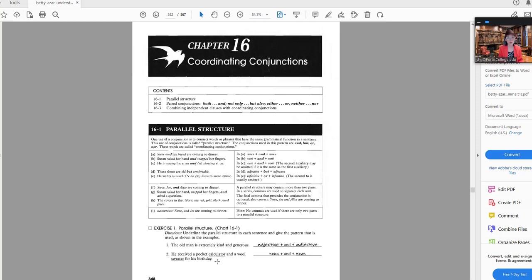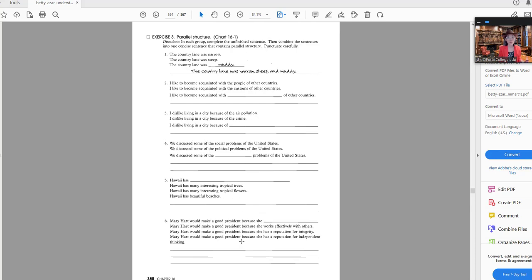He received a pocket calculator and a wool sweater for his birthday. Here calculator is a noun and wool sweater is a noun, so that is also parallel structure. Whenever you use a coordinating conjunction between adjectives, between nouns, between infinitives, or between gerunds, it becomes gerund, gerund, gerund, adjective, adjective, adjective, noun, noun, noun, infinitive, infinitive, infinitive. Everything has to match. That is called parallel structure.